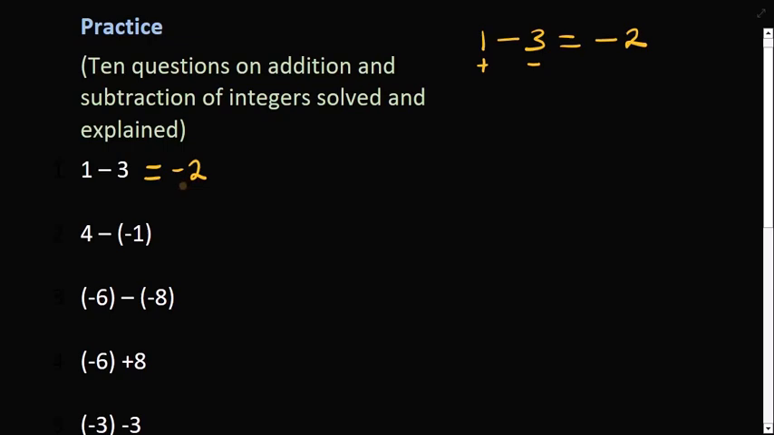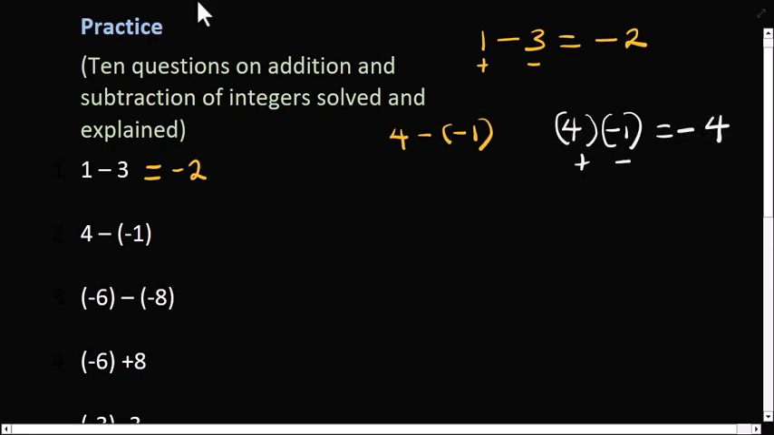For the second question, we have 4 minus brackets minus 1. Now, this is not the same as 4 brackets minus 1. If we have this situation, it simply means we have to multiply. The sign of 4 here is plus and the sign of 1 here is minus. Multiplying plus times minus, different signs, gives you a negative answer, and 4 times 1 is 4, so we have negative 4. But that's not the same situation we have here.